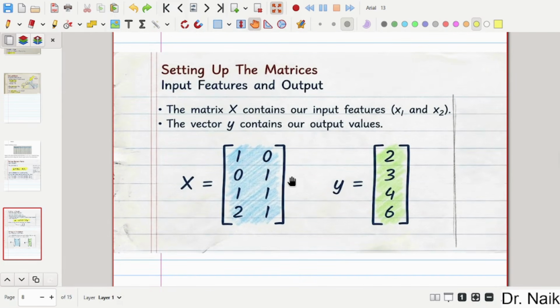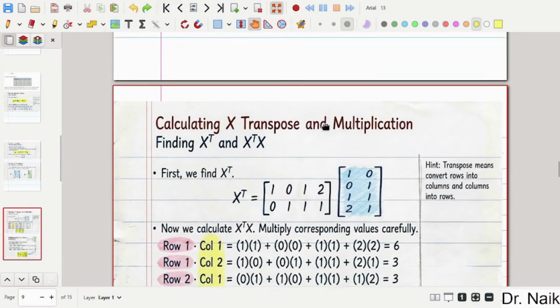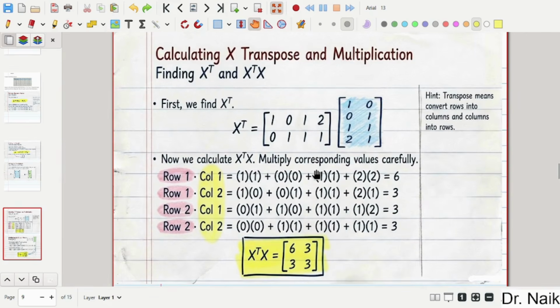So the matrix X contains all our input features x1, x2. So it is the matrix with rows 1, 0; 0, 1; 1, 1; and 2, 1. And Y contains all the output values, so the output values are 2, 3, 4 and 6. Now calculate X transpose X. So X transpose means 1, 0, 1, 2 and 0, 1, 1, 1. Transpose means convert the rows into columns and columns into rows. So the column 1, 0, 1, 2 becomes the row 1, 0, 1, 2 in X transpose.